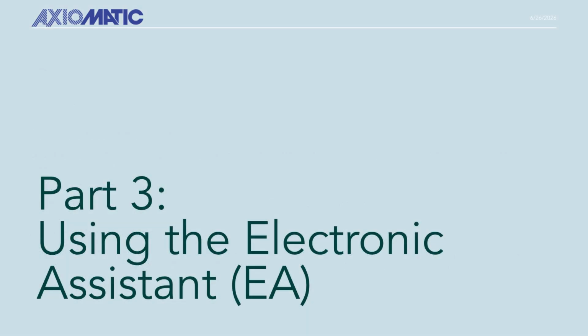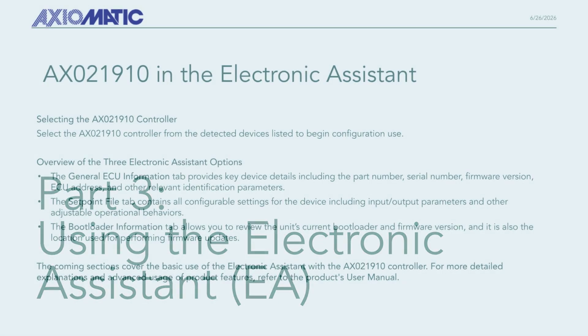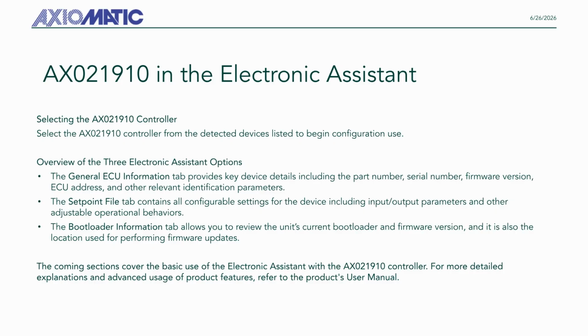In Part 3, we demonstrate how to use the electronic assistant to perform firmware updates, program inputs and outputs, and manage your device configurations. After scanning the network, select your controller to begin. Use the General ECU Information tab for identification, the Setpoint tab for configuration, and the Bootloader tab for firmware management.